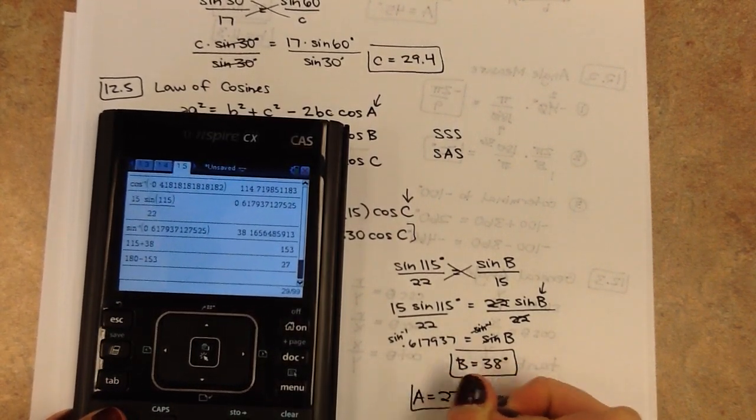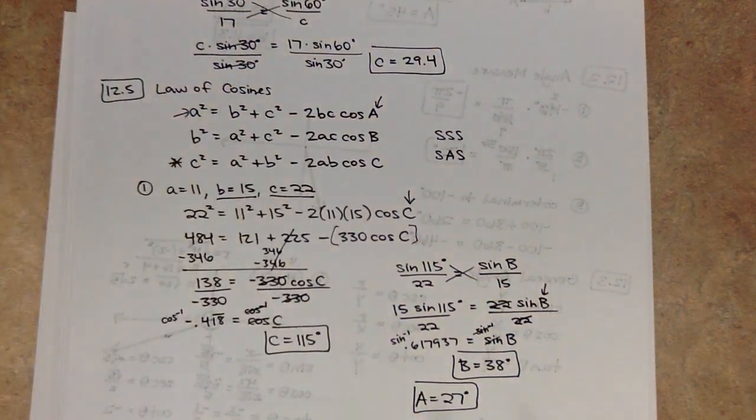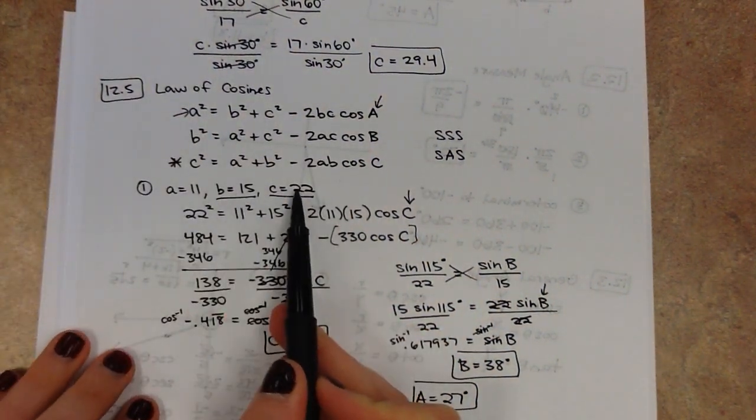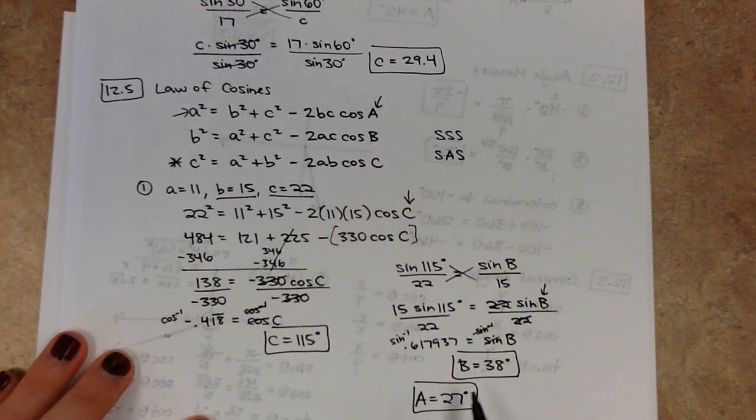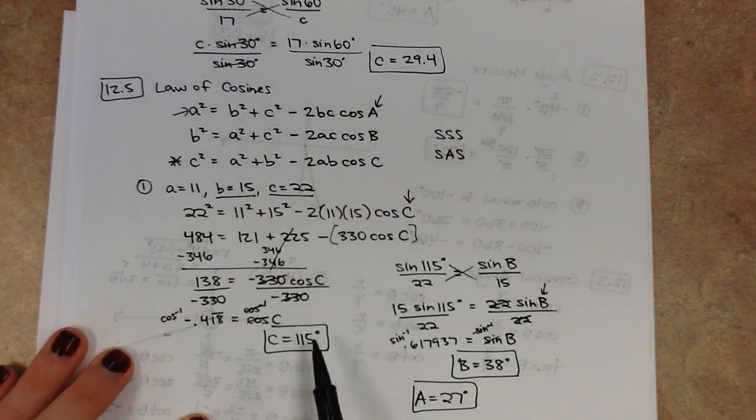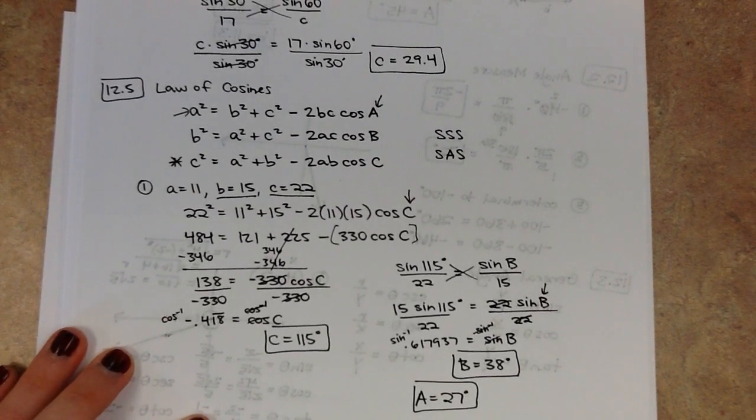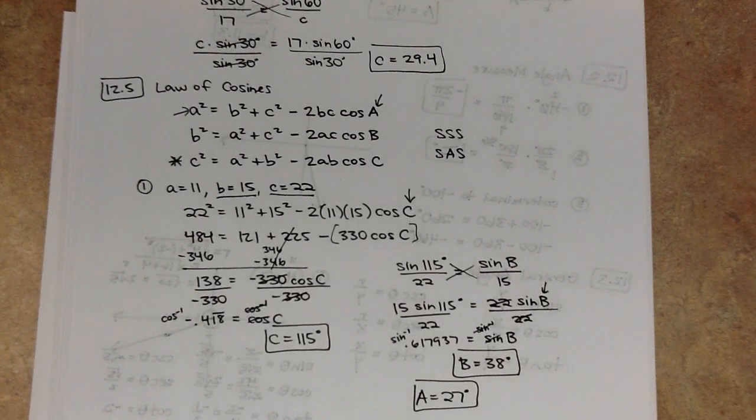Okay? Smallest side goes across from the smallest angle. So notice A, B, C are increasing in size, which means angle A, angle B, and angle C should be increasing in size. Okay, so that is 12.5.